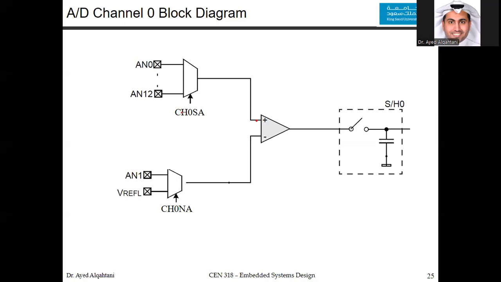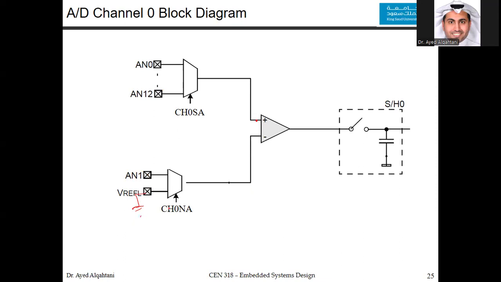The selector here is called the channel 0 selector, and it selects the analog from AN0, AN1, AN2, all the way to AN6, then AN12, and be aware that 6, 7, and 8 are not there. And now for the negative, you have only two choices: either you choose AN1, or you would choose the VREF low, which will be connected to ground as we specified earlier.